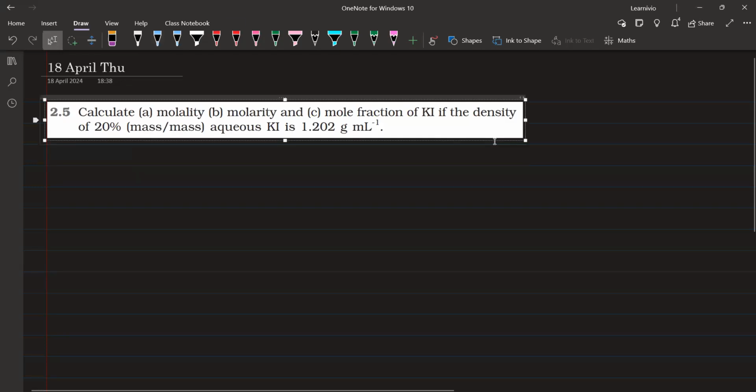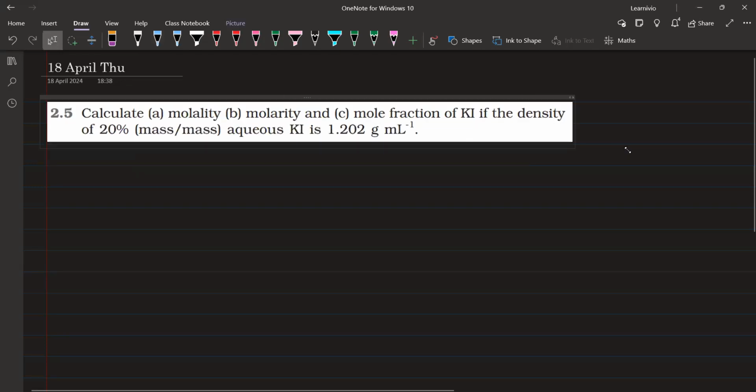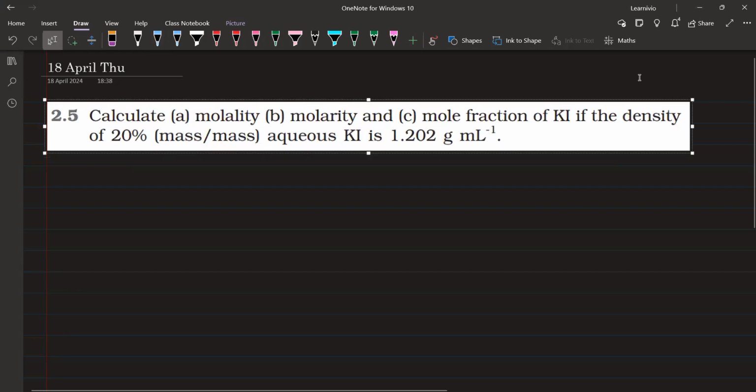Please write this question. What is KI? Potassium iodide. I will give the molar mass for that. KI is potassium iodide, and the molar mass, the molecular weight, is 166. The unit is grams per mole. You can ignore that right now.